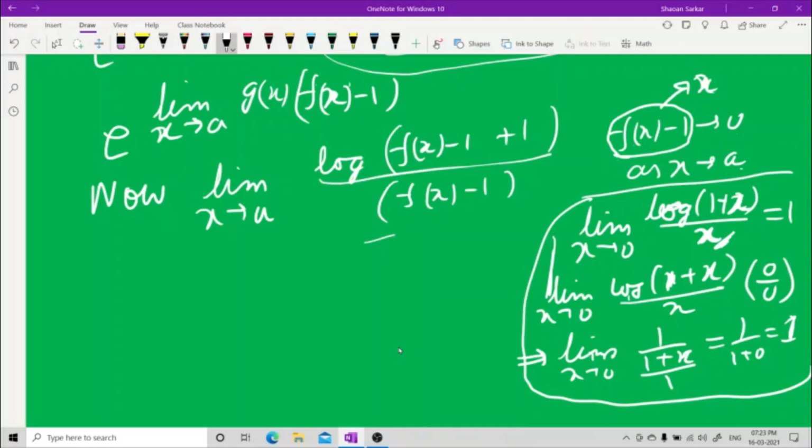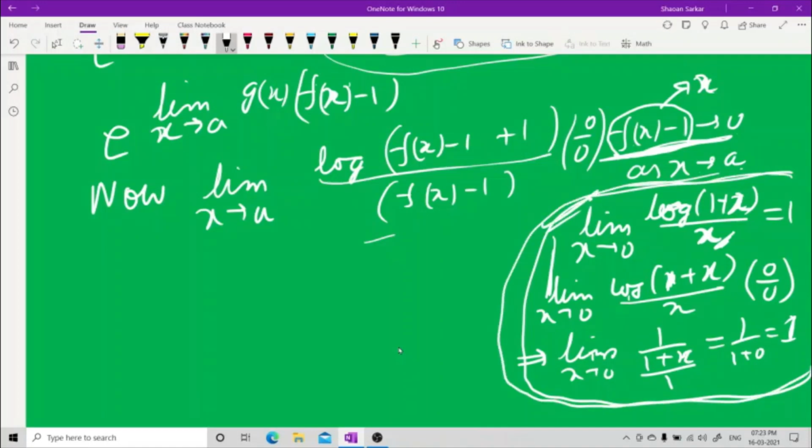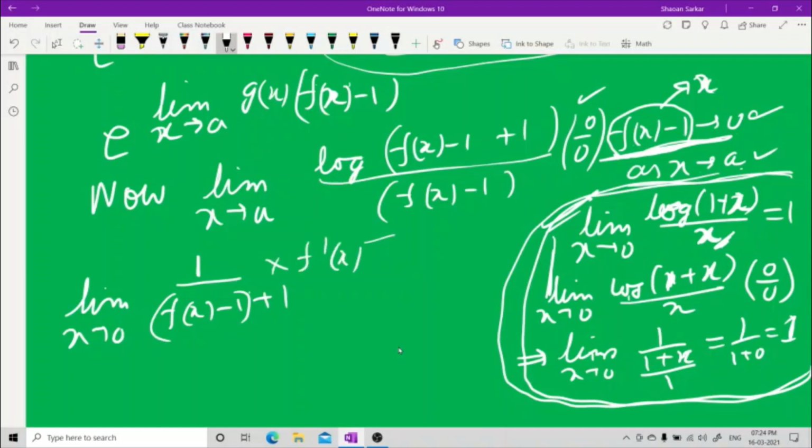Now this becomes 0 by 0 form, because fx minus 1 tends to 0 as x tends to a. You need not show this in the paper, or if you want to show it, you can. That's your choice. Don't show this which I have marked here, just show this one. Write all this, then using L'Hopital rule, this will be 1 upon fx minus 1 plus 1 within bracket into f dash x, whole divided, taking the derivative of this will be f dash x. This is x tending to a, sorry.